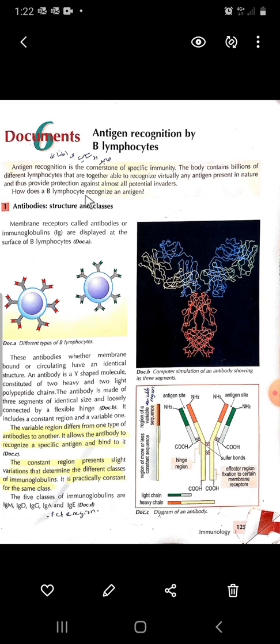Today we are going to start in document 6, page 125. It's about antigen recognition by B lymphocyte.